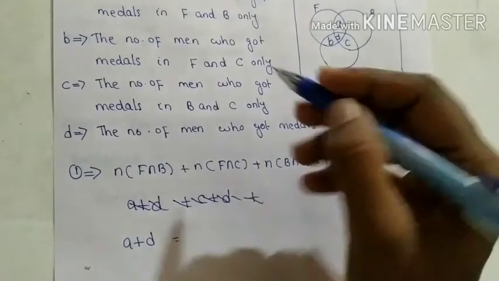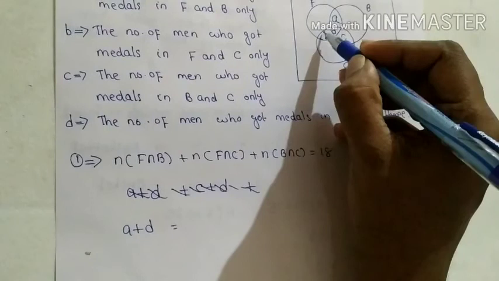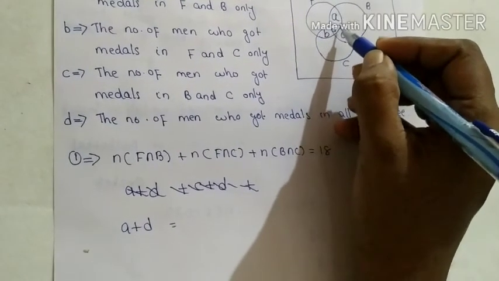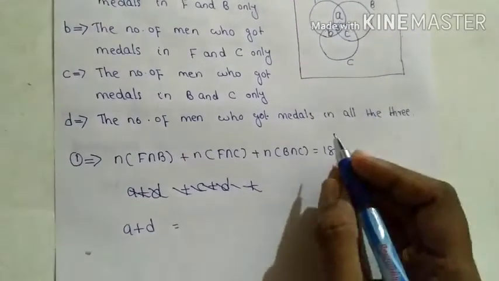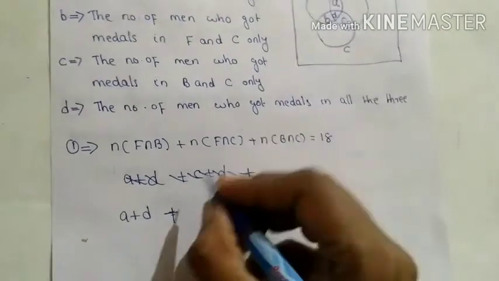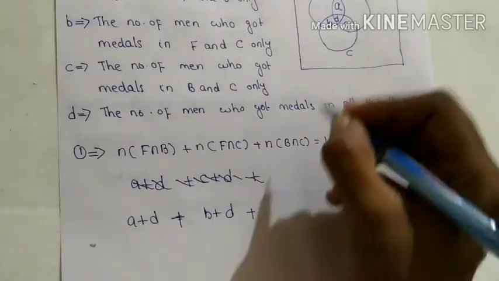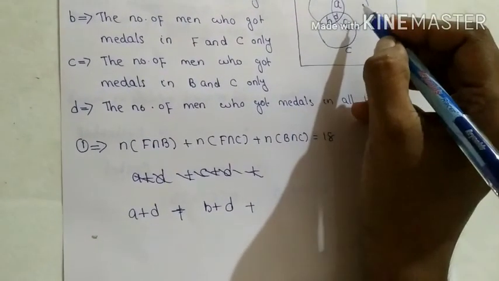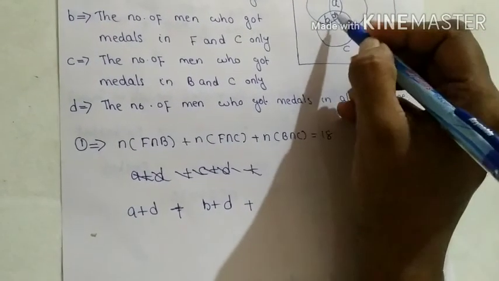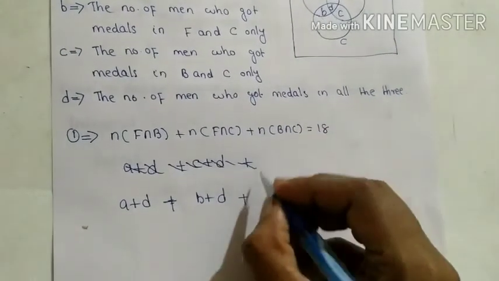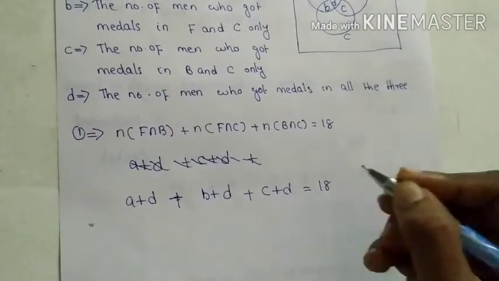Next one is N of F intersection C. F intersection C means the portion is here. So I'm going to write F intersection C by B plus D. Next one is n of B intersection C. So this is the portion. So I am going to write C plus D instead of n of B intersection C, which will be equal to 18.